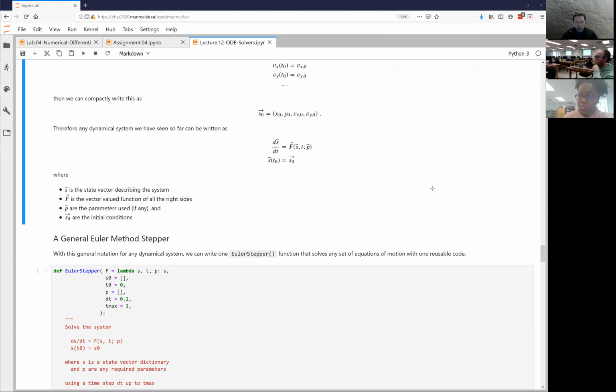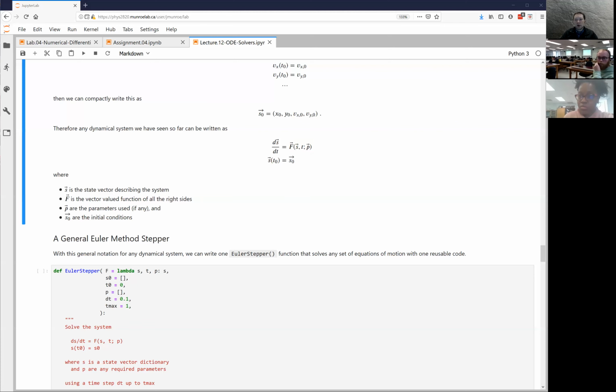So to introduce this idea, I'm going to go back to the simplest numerical method we know, that is the Euler method, and write an Euler stepper. That is a function which takes any generic right-hand side and steps through it in time according to the Euler method to give me back the state vector as it evolves in time.